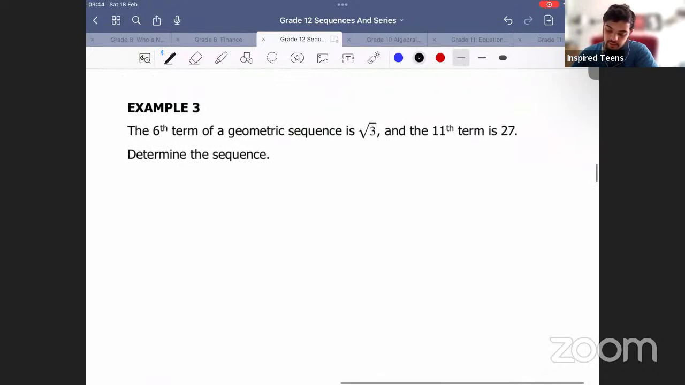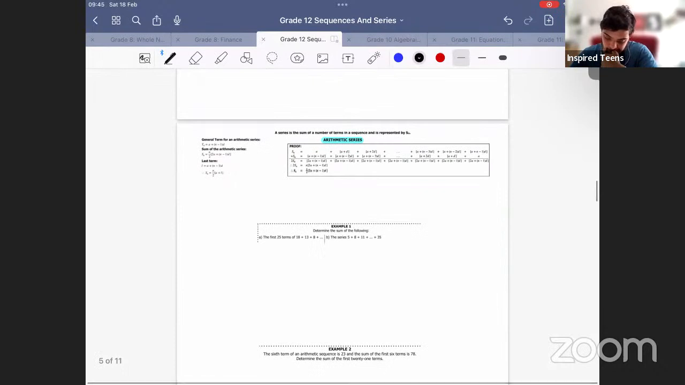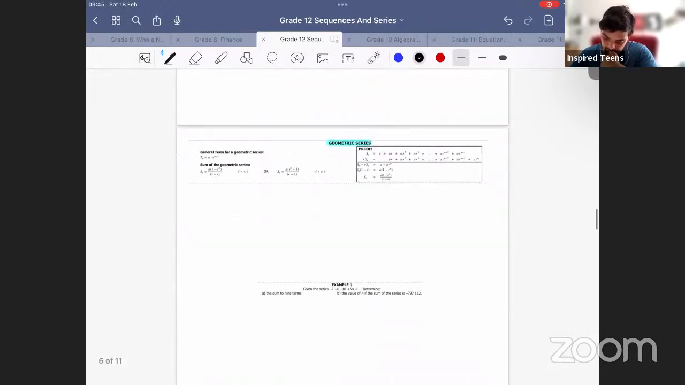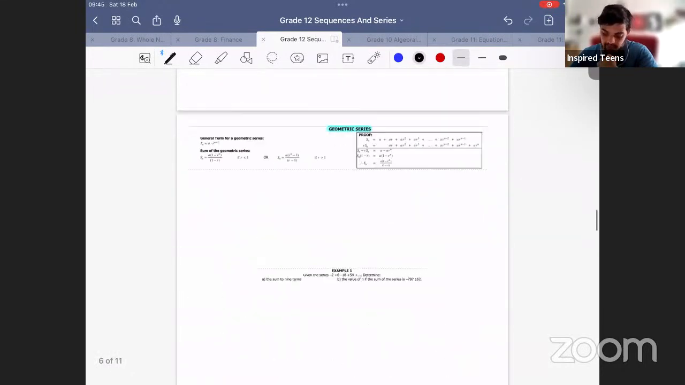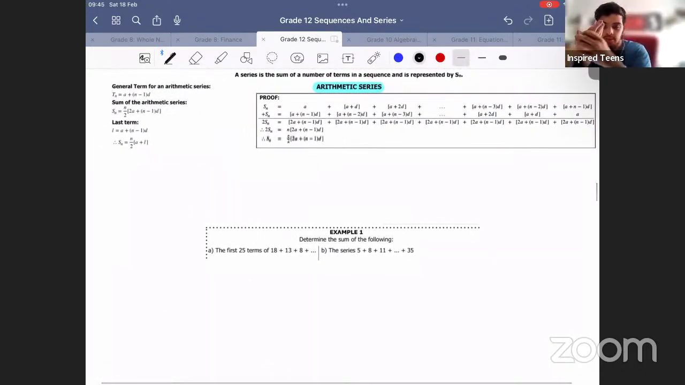Let's move on to this next question. I think this next question is a bit complicated. I think I'm going to skip that question and move on to series. Just for the sake of time, we literally just have 5 minutes left.